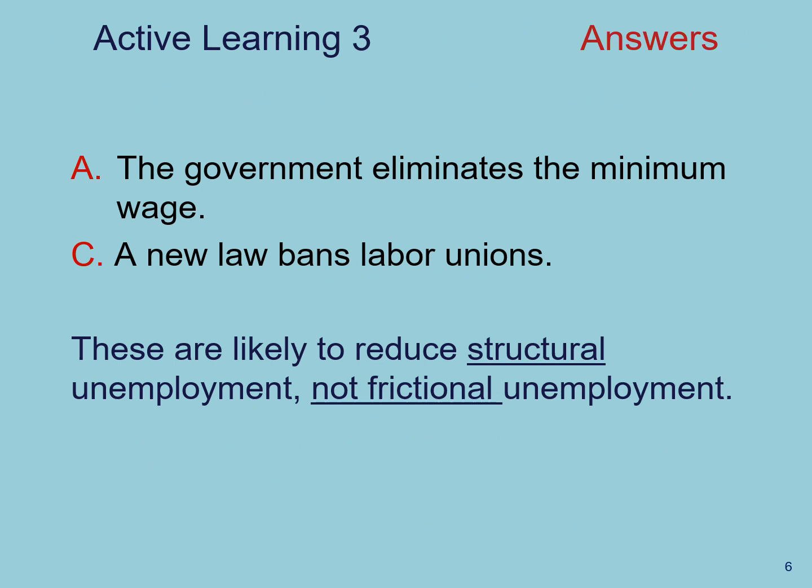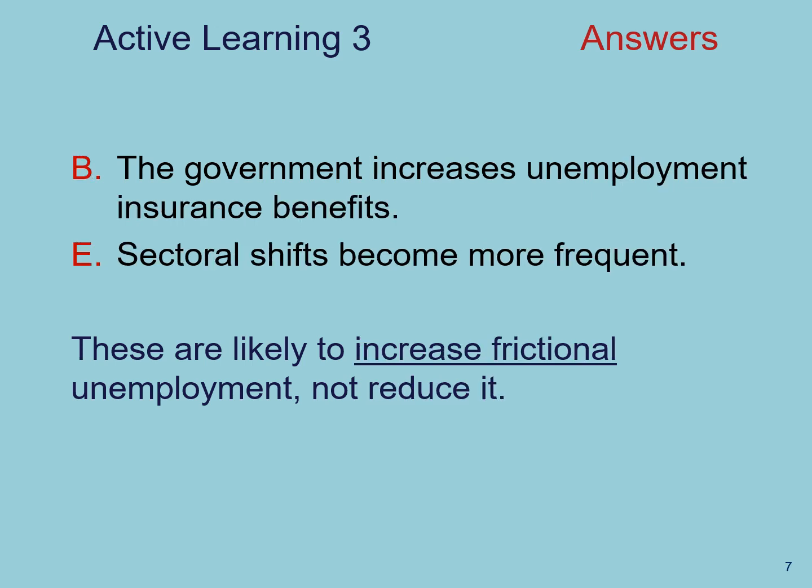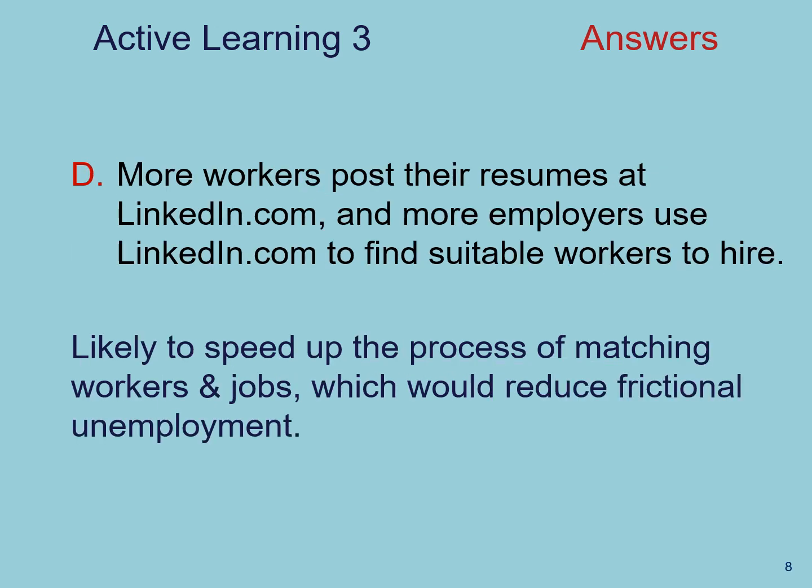Now for scenarios A and C, these are likely to reduce structural unemployment, not frictional unemployment. We'll talk more about it in detail in the following slides. Scenarios B and E are likely to increase frictional unemployment, not reduce it. Lastly, for scenario D, this is likely to speed up the process of matching workers and jobs, which would reduce frictional unemployment.